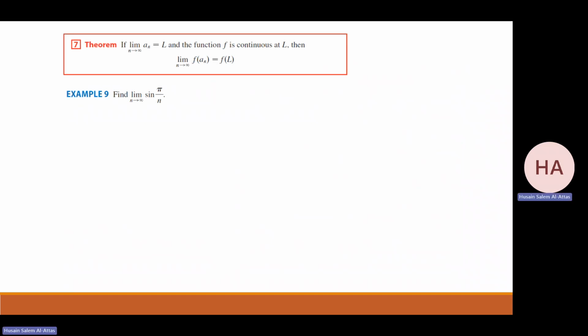Sine pi over n. Now it's a little bit different. So I have the limit is equal to L. The limit of this is equal to a value, and the function is continuous. The same thing which we did with the functions: if the function is continuous, I can take the limit inside. This is what we'll do here. So this one will be sine of the limit as n goes to infinity of pi over n. All the things which we did with the limit for the functions, we can do now for the sequence. Most of the properties, if not all.